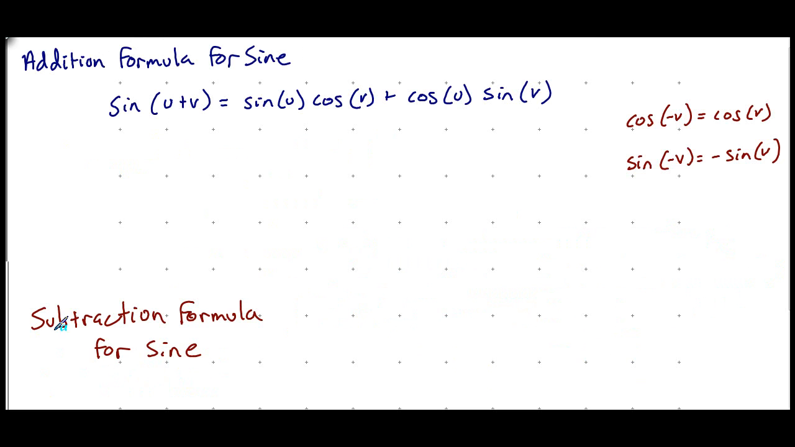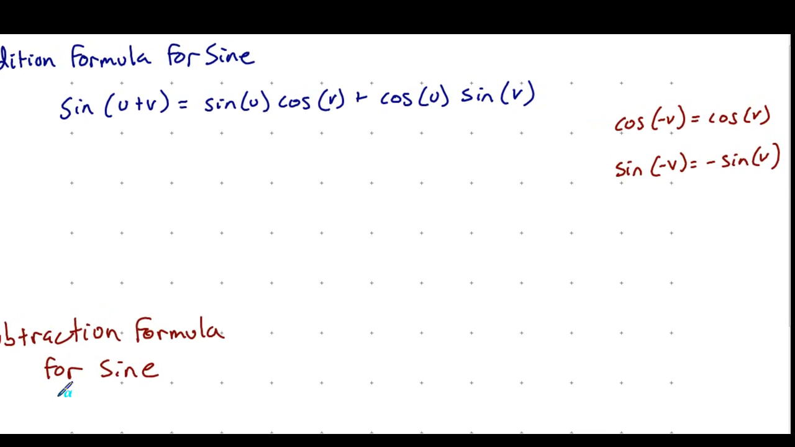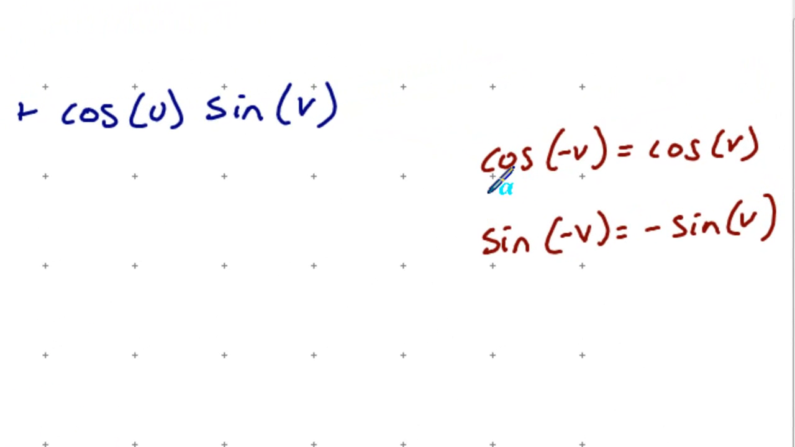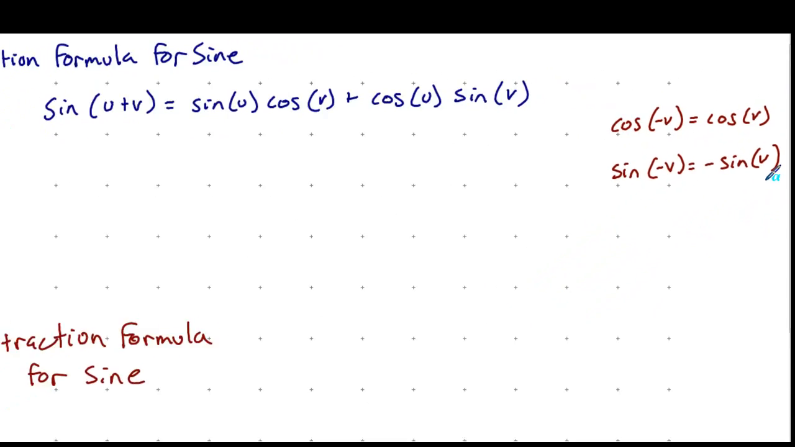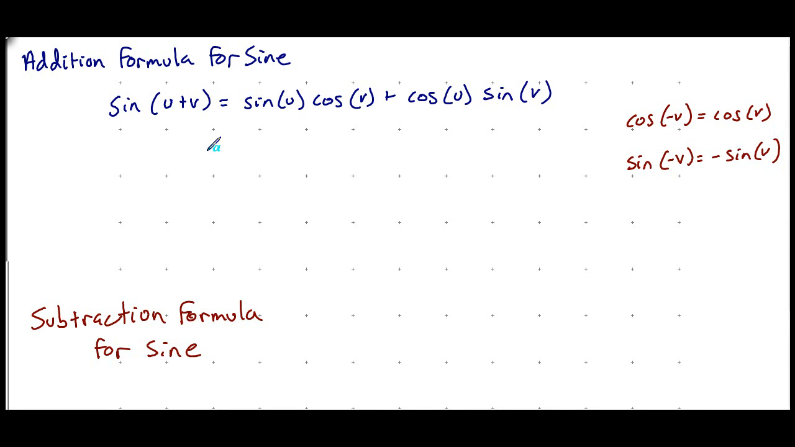To find the subtraction formula for sine, I'm going to use the same idea that I used for the subtraction formula of cosine, drawing on prior knowledge: the cosine of a negative angle, cosine negative v, is equivalent to cosine v, and likewise sine of negative v is equivalent to negative sine of v, something we learned in previous sections. So I'm going to rewrite this, looking for sine of u plus a negative v, which is nothing more than sine of u minus v.